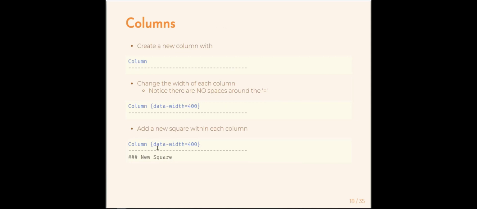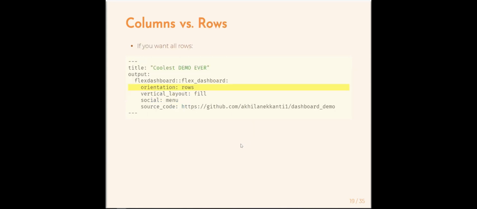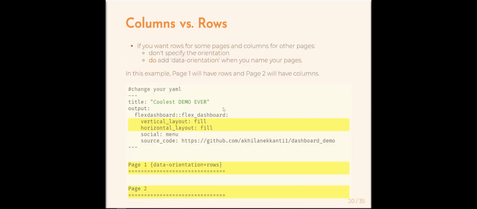And after that, within each column, if you wanted to specify a new square, it would be the same as before. You would have your 3 hashtags and then the name of whatever you wanted that square to be. If you wanted rows, then you would just change your orientation in your YAML to orientation: rows. So the default is columns. If you don't specify an orientation, it'll just show up in columns. But if you wanted to specify, you can, of course.